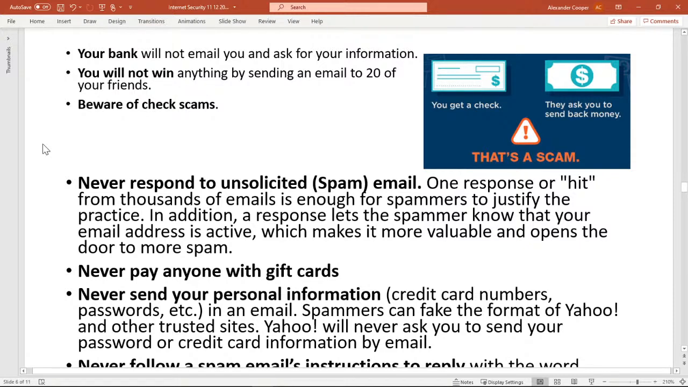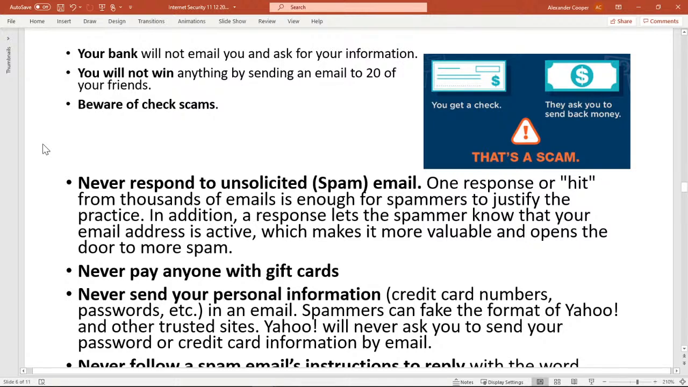The big thing is your bank will not email you or ask you for information. Like, "Oh no, hey, this is your bank. We forgot what your username and password is. Can you click here and give it to us?" You will not win anything by sending emails to 20 of your closest friends or anything like that. It doesn't work that way.